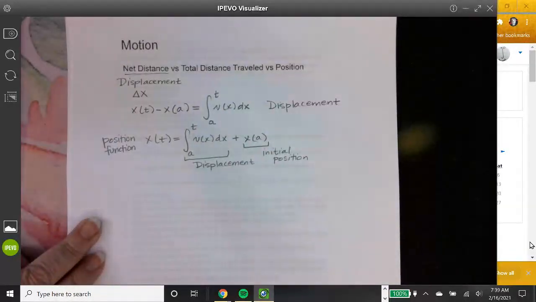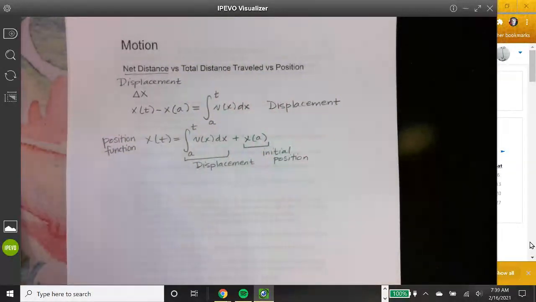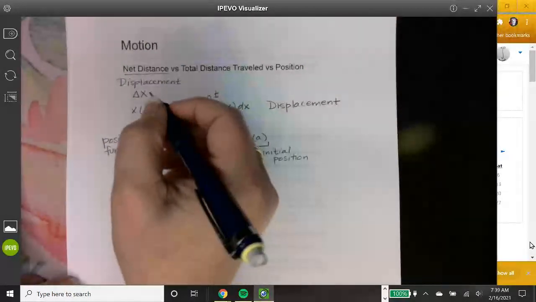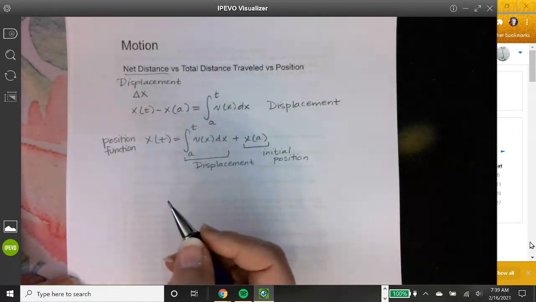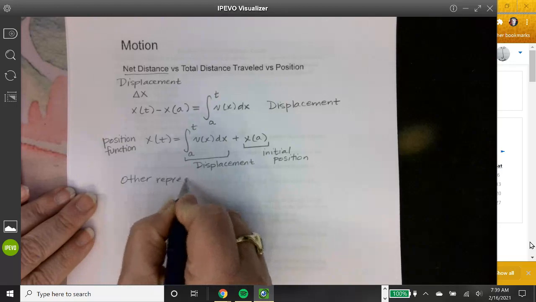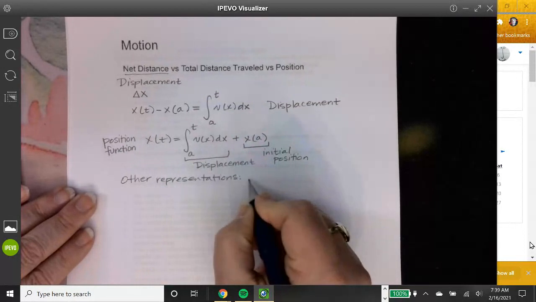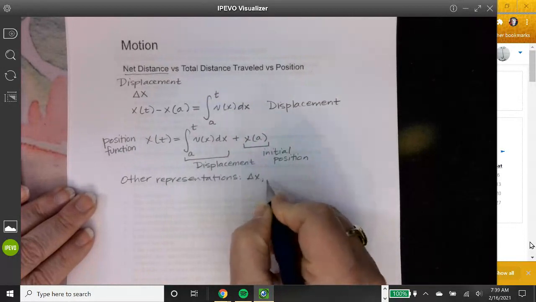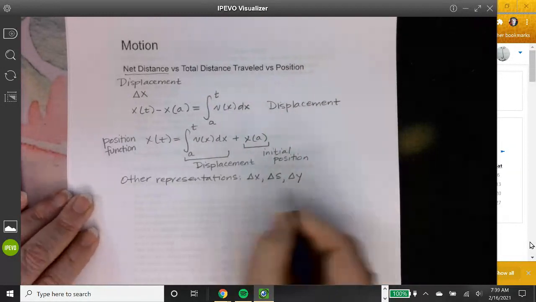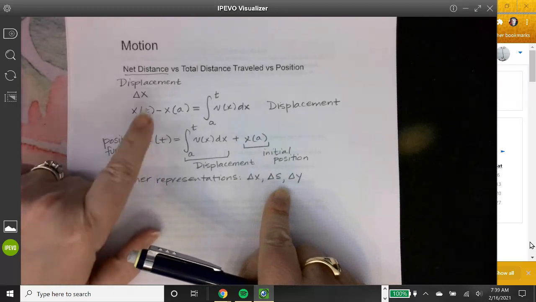Okay, and so how do you get displacement? You just subtract your final position from your initial position and you get the net displacement, okay? Now, there are other representations for net distance or displacement. Besides delta x, you can have delta s or delta y. Those are other displacement notations, but it's still the same right here.